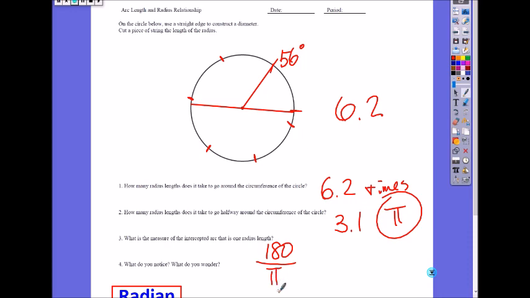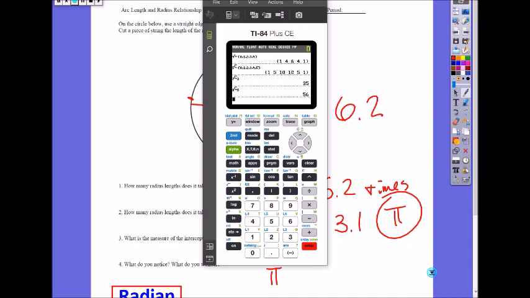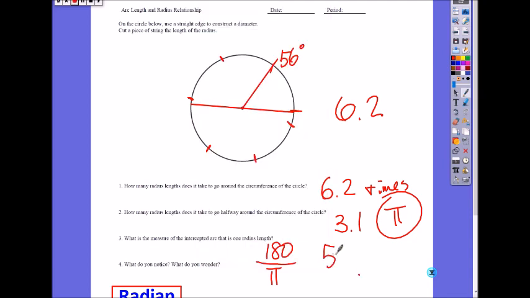Is it close to the 56 that we actually measured? So it's 180 divided by, put in exact pi, and we get 57.2956 degrees. So for each radian, the measure of a central angle or measure of arc must be 57.296 degrees. I got about 56, which is close enough.